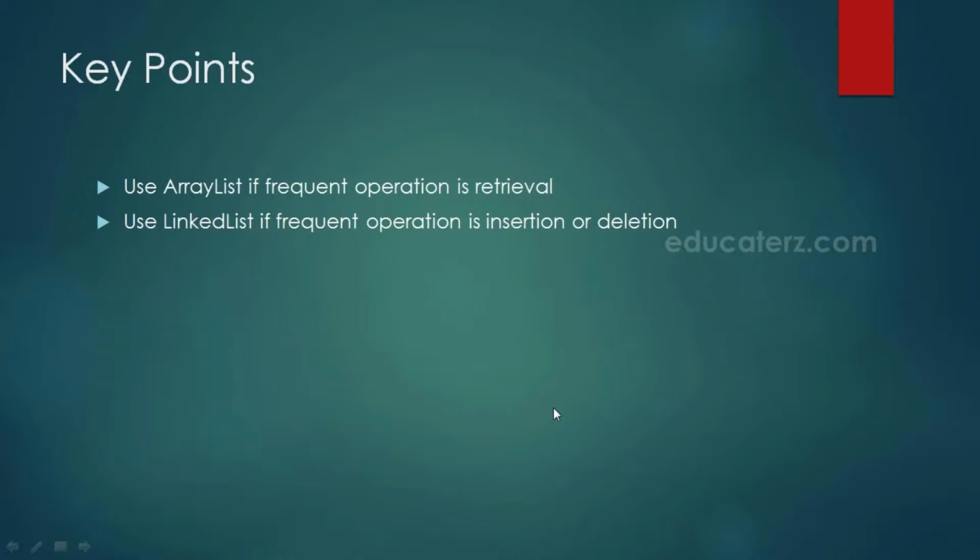And we have different classes like ArrayList and LinkedList. When should we go for ArrayList and when should we go for LinkedList? If the frequent operation is retrieval, then use ArrayList, because ArrayList uses the underlying data structure as a growable array. So generally, if the frequent operation is retrieval, we should go for ArrayList.